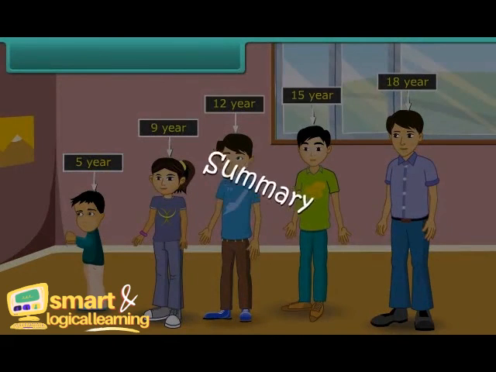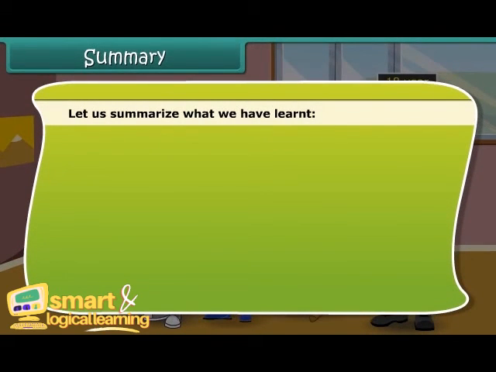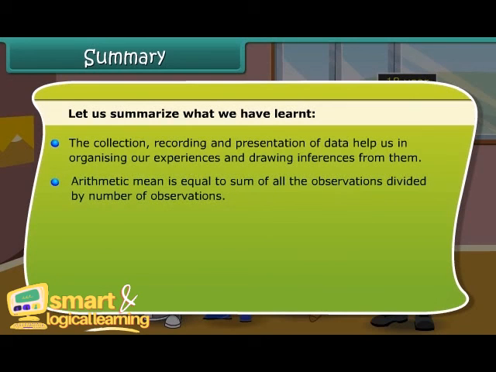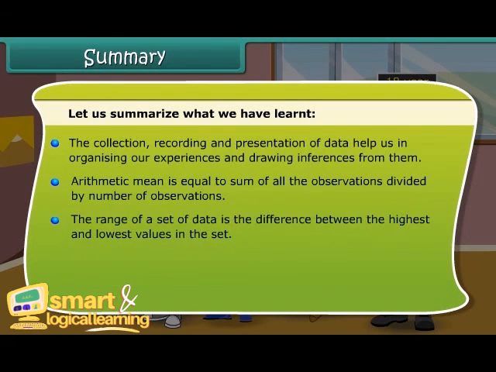Summary. Let us summarize what we have learned. The collection, recording, and presentation of data help us in organizing our experiences and drawing inferences from them. Arithmetic mean is equal to the sum of all the observations divided by the number of observations. The range of a set of data is the difference between the highest and lowest values in the set. The mode is simply the number which appears most often.